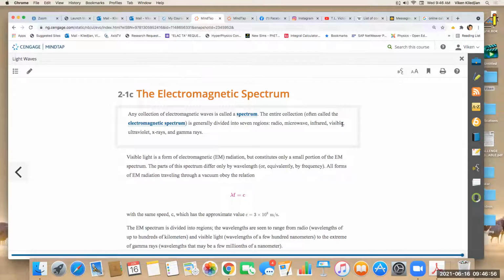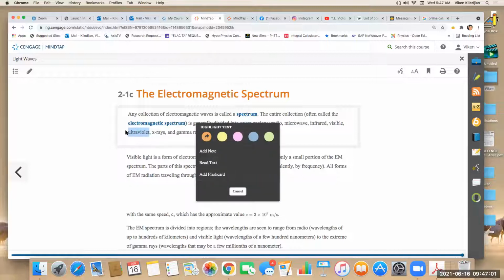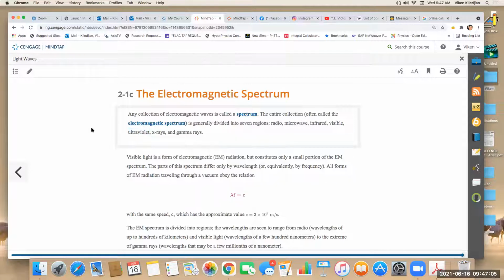Then after visible light comes ultraviolet. That's what gives you a tan. If you stay in the sun too long, it gives you a burn. Ultraviolet. And then X-rays is what the doctors use to X-ray you. And then finally gamma rays.